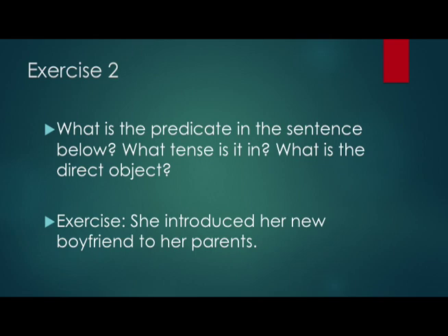Second exercise. What is the predicate in the sentence below? Also, what tense is it in? And what is the direct object of the sentence? The sentence is, she introduced her new boyfriend to her parents.